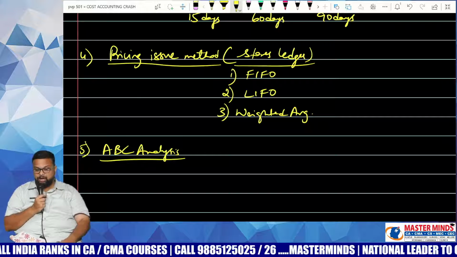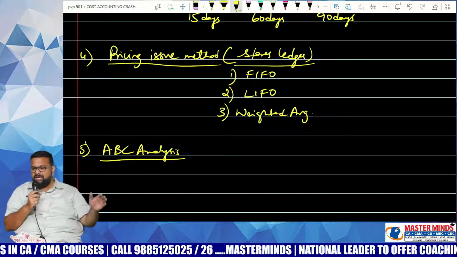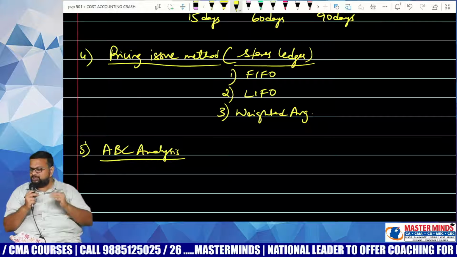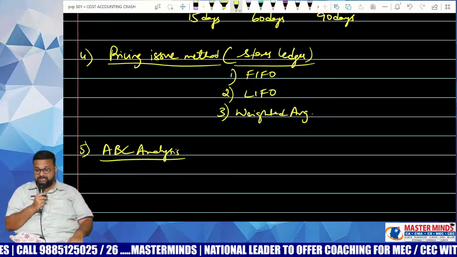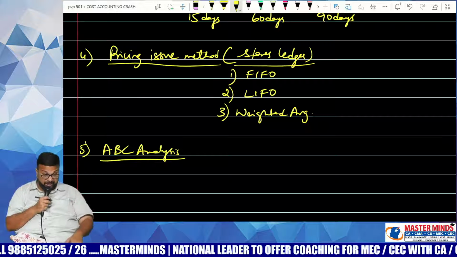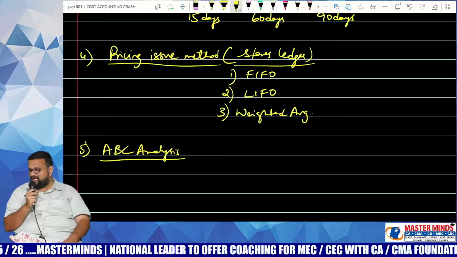All these methods are extensively used when the company uses different types of raw material. When the company is using one material or two materials, it becomes very easy. But when the company is using different types of raw materials, then all these methods are to be used. So the last one is ABC analysis.